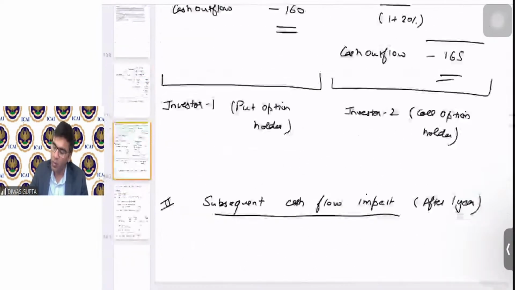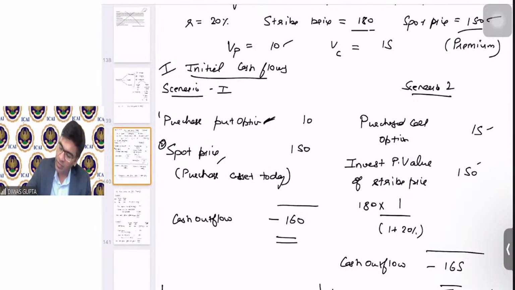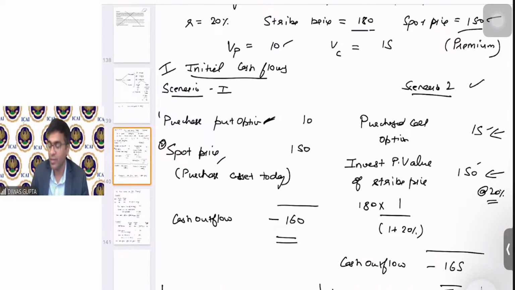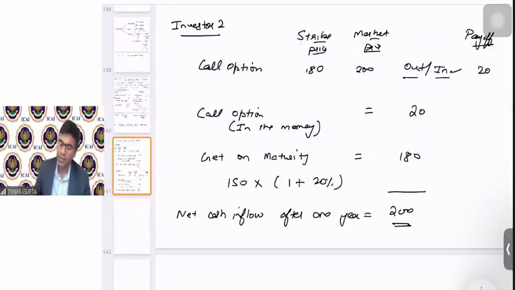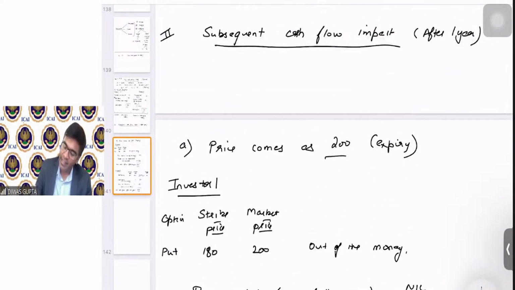Okay, let's go to the portfolio of investor 2. This is investor 2, right? What did this investor 2 do? He purchased one call option, which is fine. Then he invested 150 rupees at the rate of 20% for 1 year to arrive at the strike price of 180. Correct? So hence on maturity, this person will get this much. Now, this is, students, if the price comes as 200. Now let us take one more scenario where the price comes to, let's say, 100. Okay, let's take one more scenario.